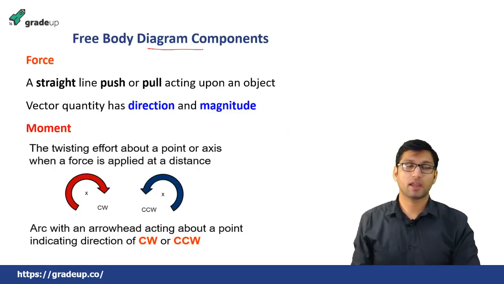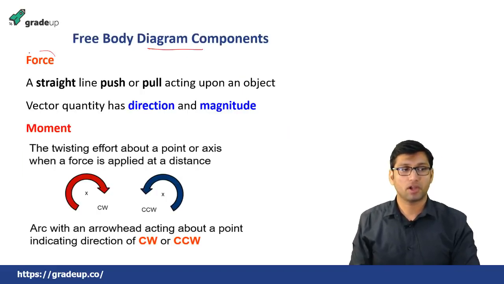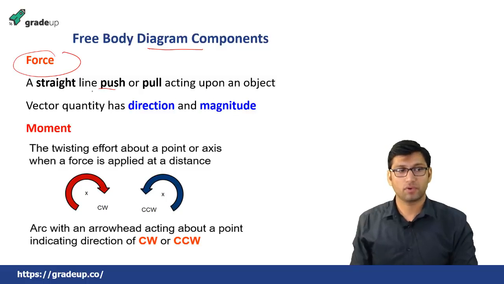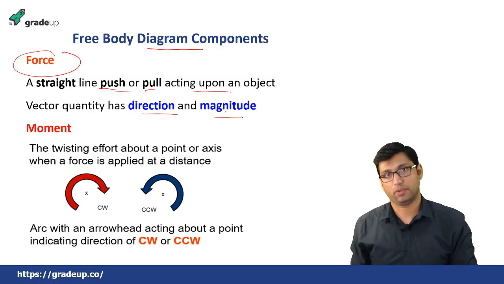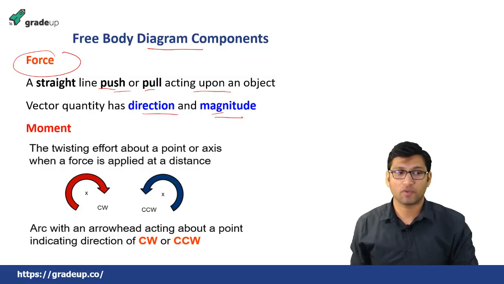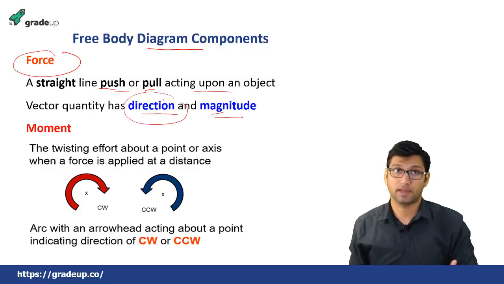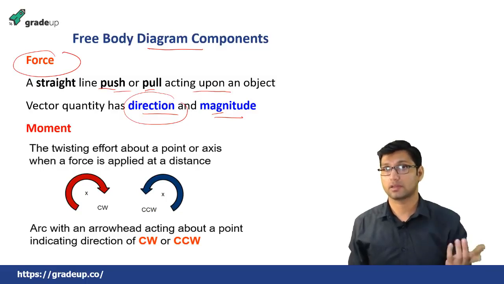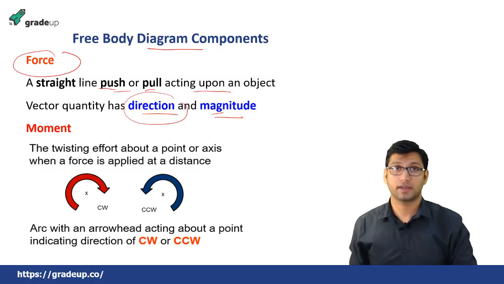So for a free body diagram there are different components. The first component is a force. Now force can be an external force or an internal force. The external force is a push or pull acting upon an object, and it has both direction and magnitude. So the force acting on a body in a free body diagram analysis has a magnitude, along with that a direction. Direction is very important, because if your direction is not correct, then you will not get the correct answer.